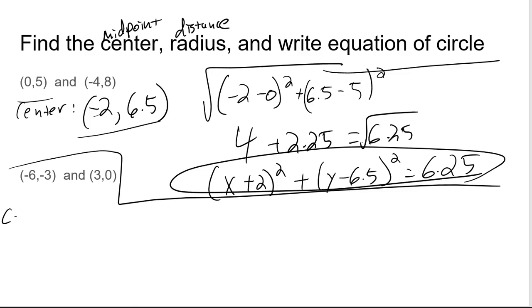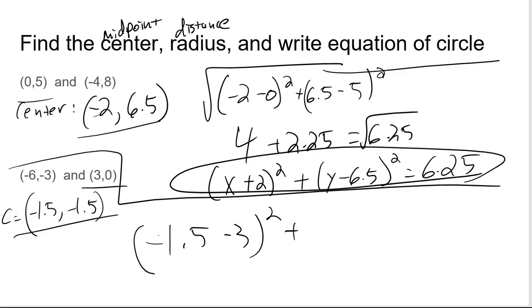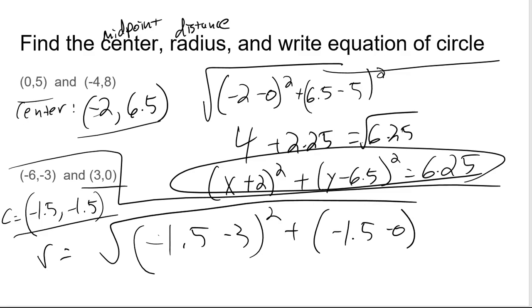Alright, find the center first. Center is -6 plus 3, we get -1.5. -3 plus 0 is also -1.5. I'm going to use that one. So we're going to take -1.5 minus 3, and -1.5 minus 0. This is finding the radius. So -1.5 minus 3. When I square this, it gets 20.25. This is 2.25.